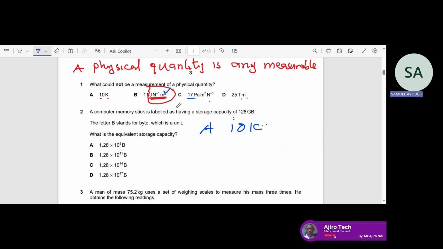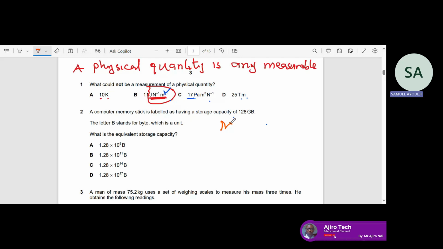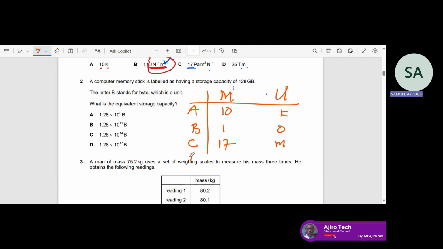K is the unit. So this is the magnitude, this is the unit. Let me put it this way for you so that you will get it clear. Next time we have magnitude and we have unit. For A, the magnitude is 10, unit is K. For B, magnitude is 1, no unit, 0 unit. For C, magnitude is 17, and when I did it, I got meter. For D, the magnitude is 25, then unit is tesla meter.